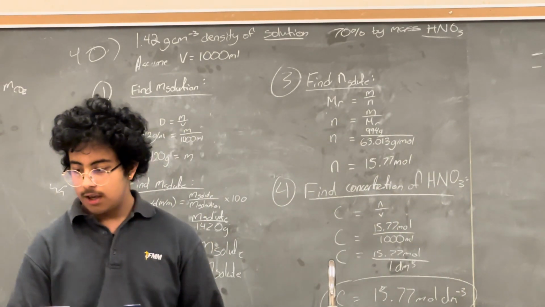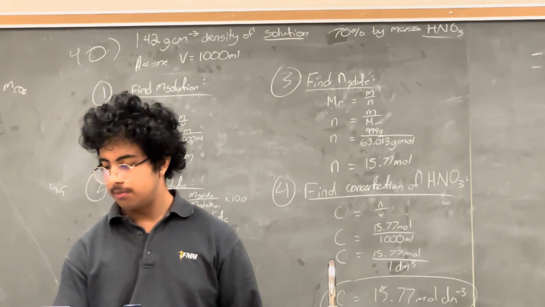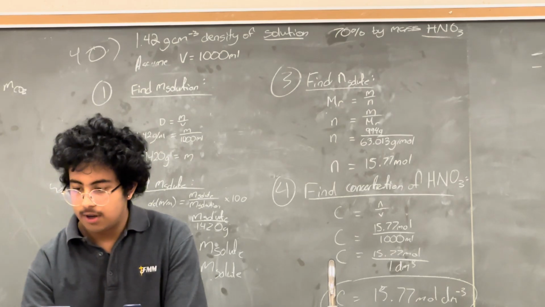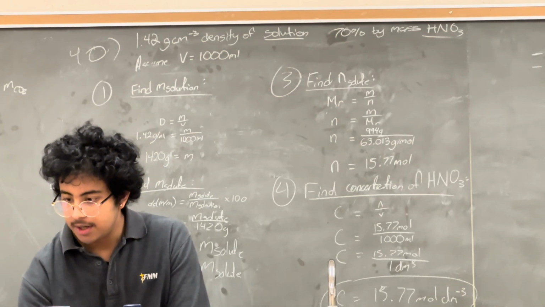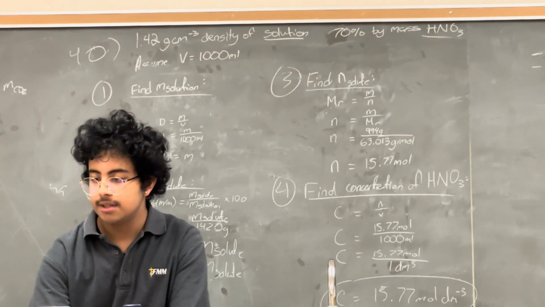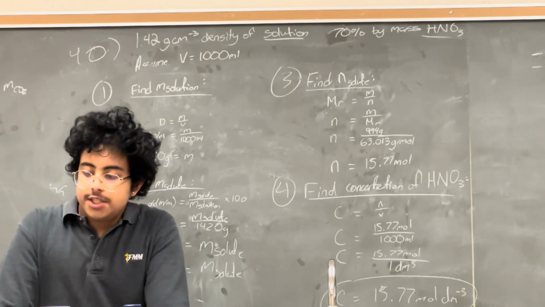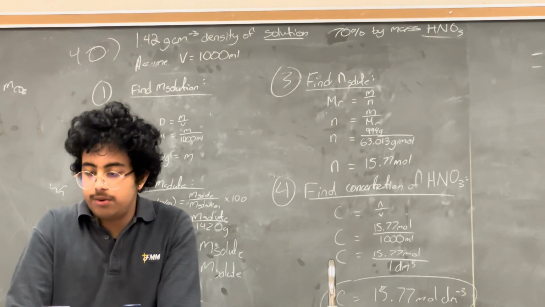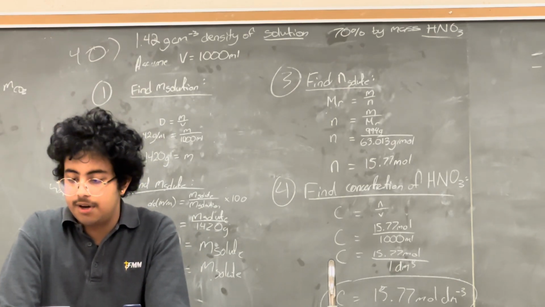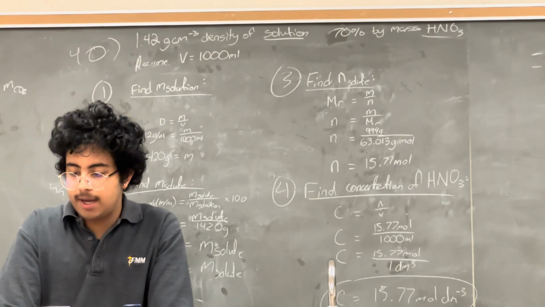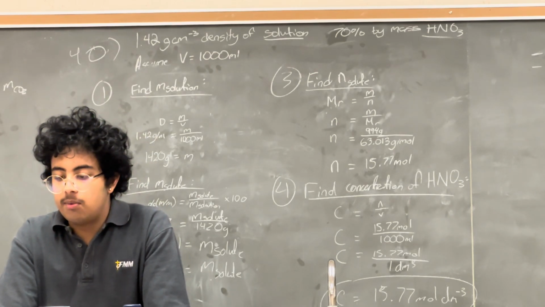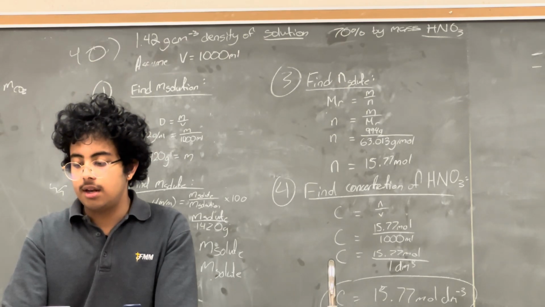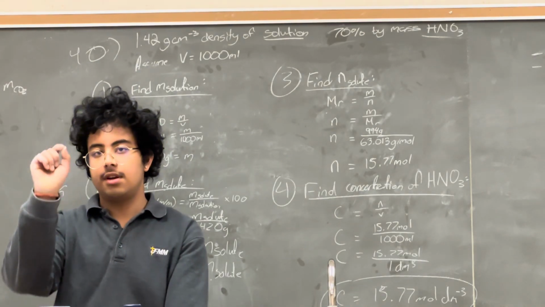Okay, so I'm going to be taking up question 40 on the extra multiple choice practice. So I'm just going to read the question out right here. It tells us that a concentrated aqueous solution of HNO3 has a density of 1.42 grams per cubic centimeter and contains 70% by mass of HNO3. And it wants us to find the concentration of HNO3 in dm to the -3.